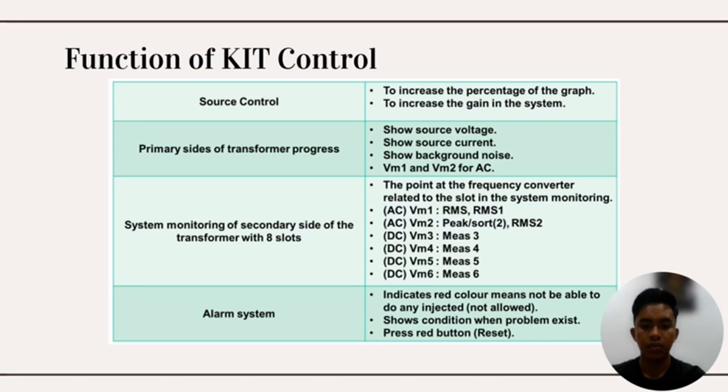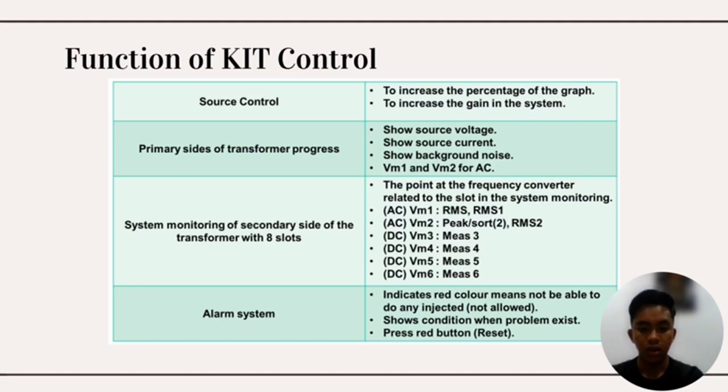The function of source control is to increase the percentage of the graph and also to increase the gain in the system. The second is the primary side of the transformer. The first function is show source voltage, show source current, show background noise BM1 and BM2 for AC. The third is system monitoring of the secondary side of the transformer with 8 slots. The first slot is AC BM1, that is RMS and RMS1. The second is AC BM2 peak or RMS2.